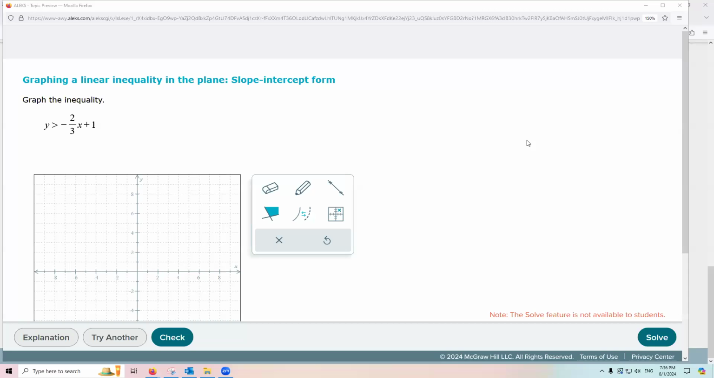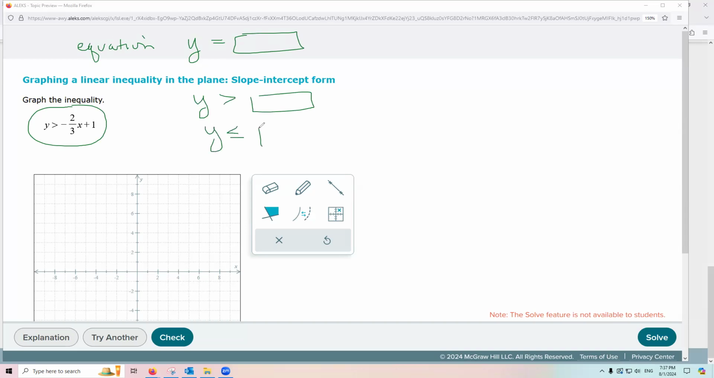Let me start with this one. This one is asking you to just graph a single inequality. Now, why is this an inequality? Well, if you had an equal sign, this would be an equation. But instead of an equal sign, we could have a greater than sign, or a less than or equal to sign. These are called inequalities. And we want to know how to graph these on this graph.